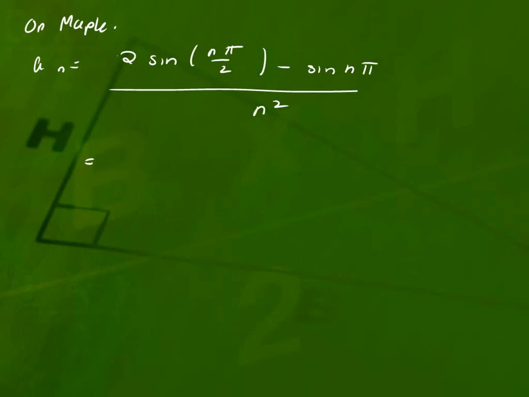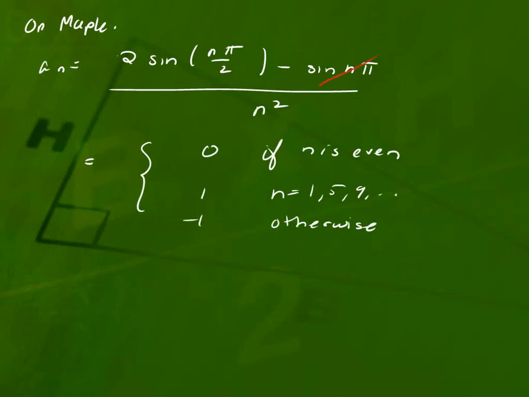So I just cranked it out on Maple. This is what you get. And you actually can crank out what it is. I didn't make it look that nice. I just said zeros if n is even, and 1 if n is 1, 5, and 9, and minus 1 otherwise for the other odds.